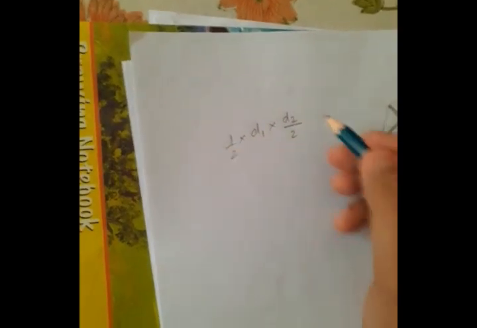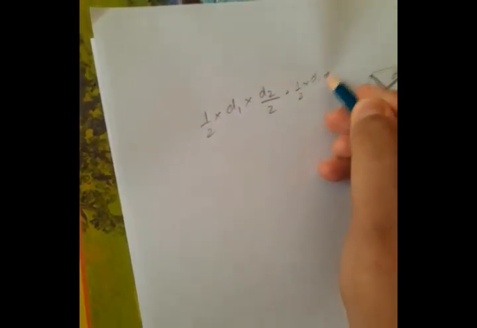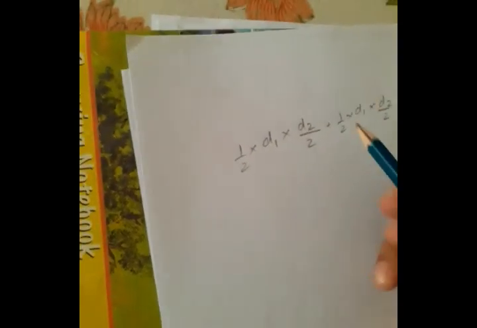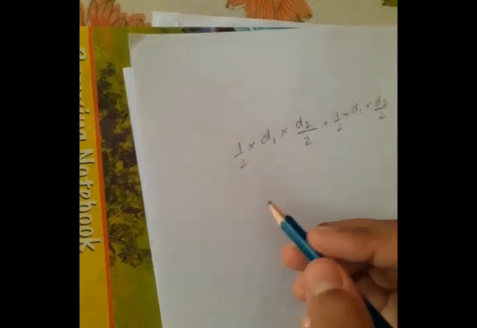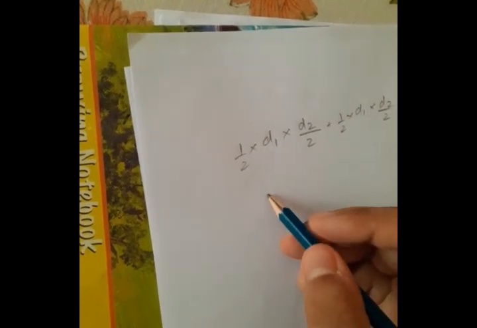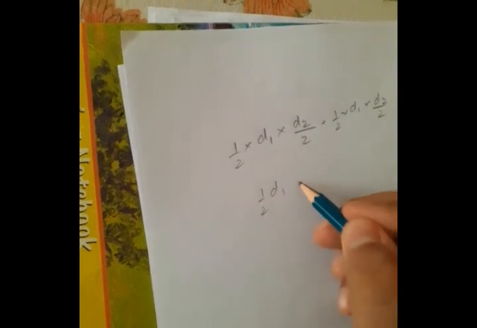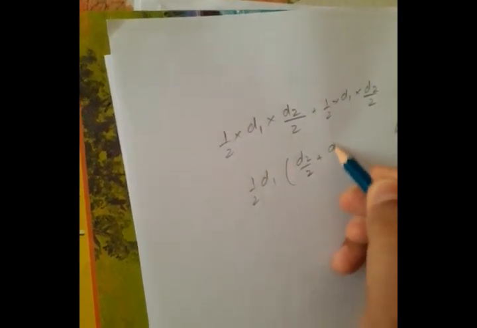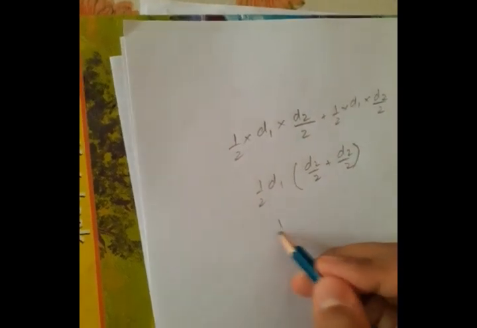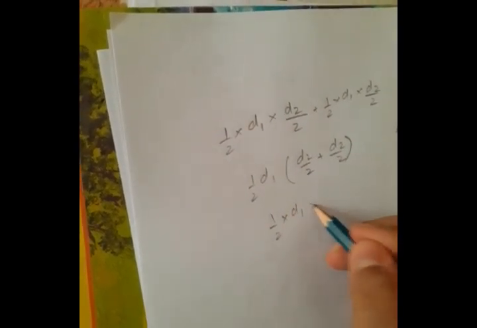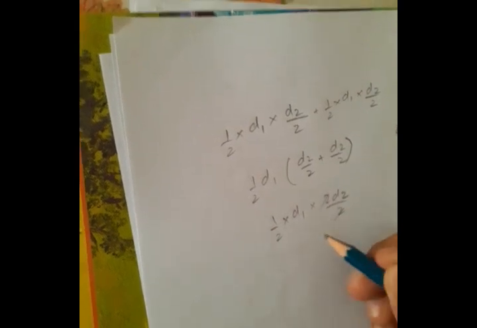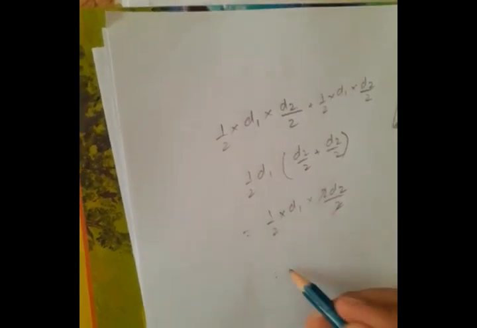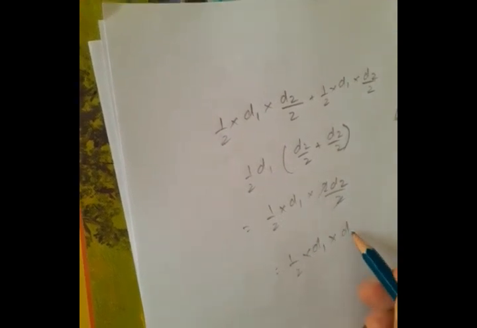It is the area of this triangle. Similarly, it will be the area of this triangle also. We're going to add half into D1 into D2 by 2. We take out half D1 as common, and it will be D2 by 2 plus D2 by 2, that will be giving half into D1 into 2D2 by 2, 2 is cancelled out, and here gives the formula of area, half into D1 into D2.